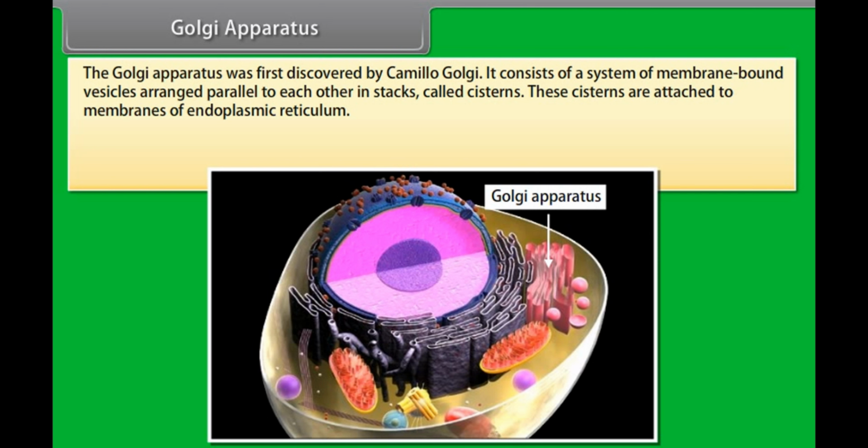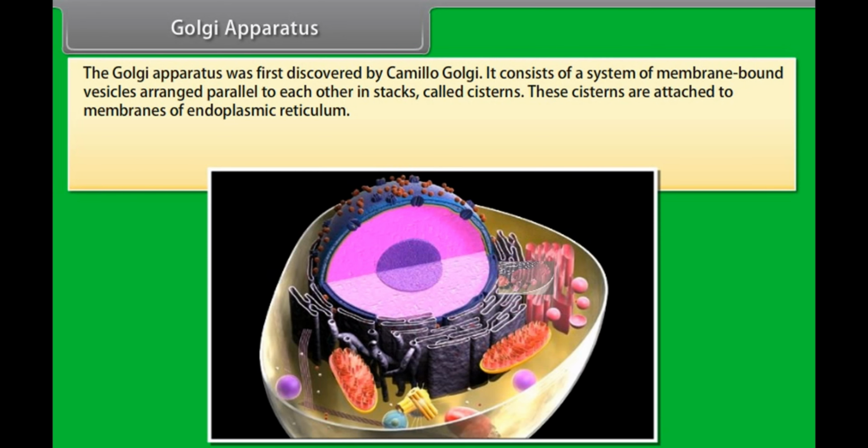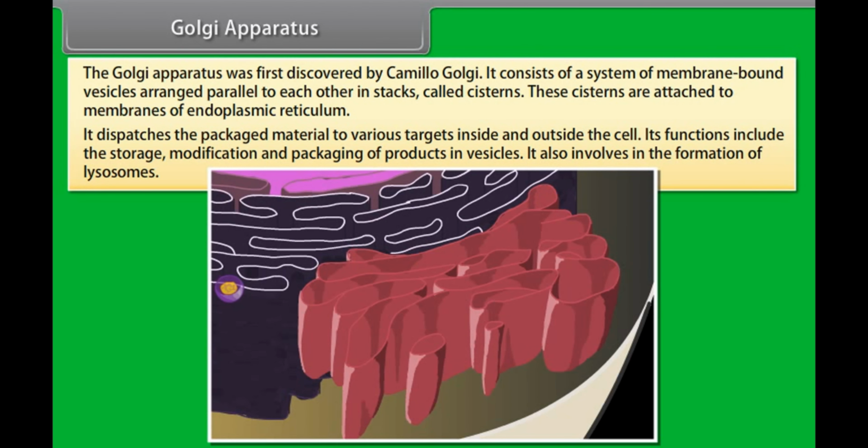Golgi apparatus. The Golgi apparatus was first discovered by Camillo Golgi. It consists of a system of membrane-bound vesicles arranged parallel to each other in stacks called cisterns. These cisterns are attached to membranes of endoplasmic reticulum. It dispatches the packaged material to various targets inside and outside the cell. Its functions include the storage, modification, and packaging of products in vesicles. It also is involved in the formation of lysosomes.